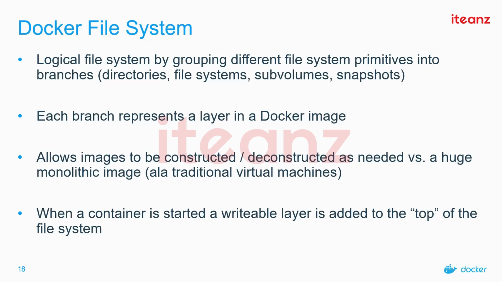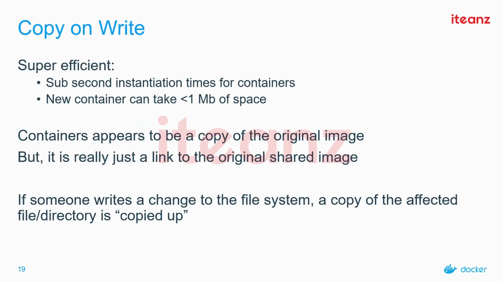When a container is started, a writable layer is added to the top of the file system where you make all the changes. So it's very efficient. A new container can take less than 1 MB of space. A container appears to be a copy of the original image, but it is really just a link to the original shared image.